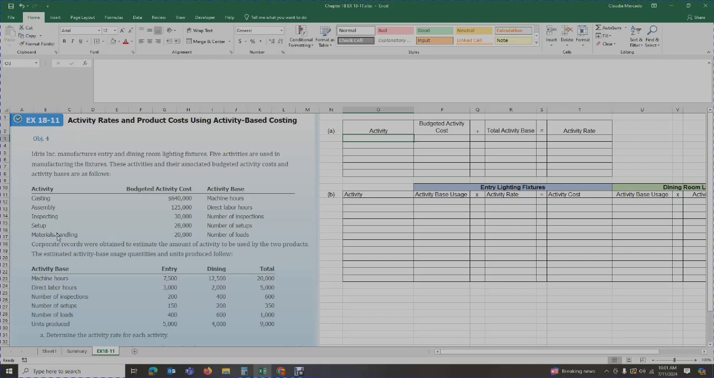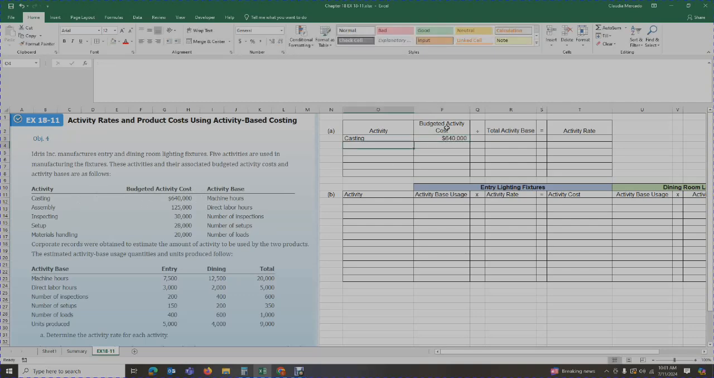The first activity we have is casting. We look at casting. We have budgeted that we are going to be spending $640,000 on machine hours for the casting process. This is an automated system. We use machine hours for it, and we're anticipating we're going to spend $640,000 on that.